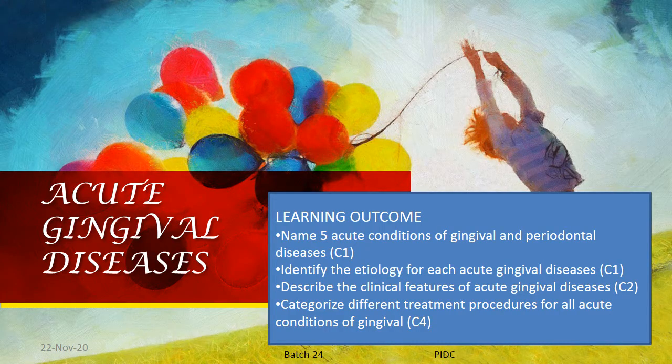Okay, moving on to the second part of the lecture, that is your acute gingival diseases. From this lecture, we would expect you to name at least 5 acute conditions of gingival and periodontal disease, identify the etiology for each acute gingival disease, describe the clinical features of acute gingival disease, and categorize different treatment procedures for all acute conditions of gingival diseases.